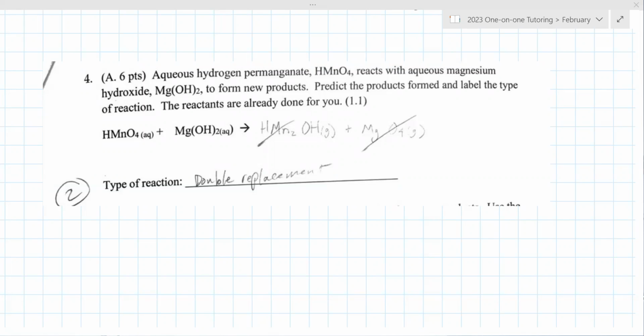Predict the products formed and label. What is this 1.1 referring to? Oh, that's just the section that we did it in. Okay, any hints from that? I'll pull it out. Let's see. Balancing chemical equations. So the gas.